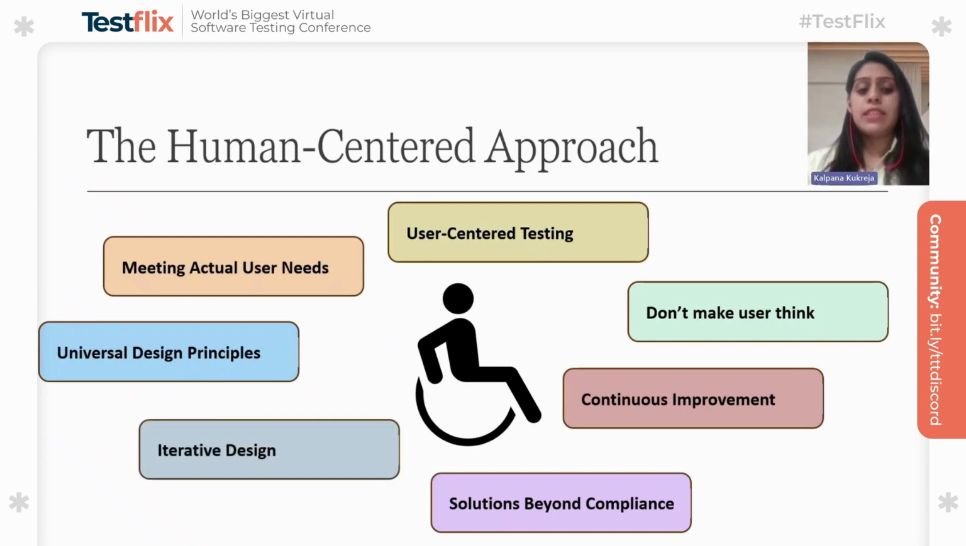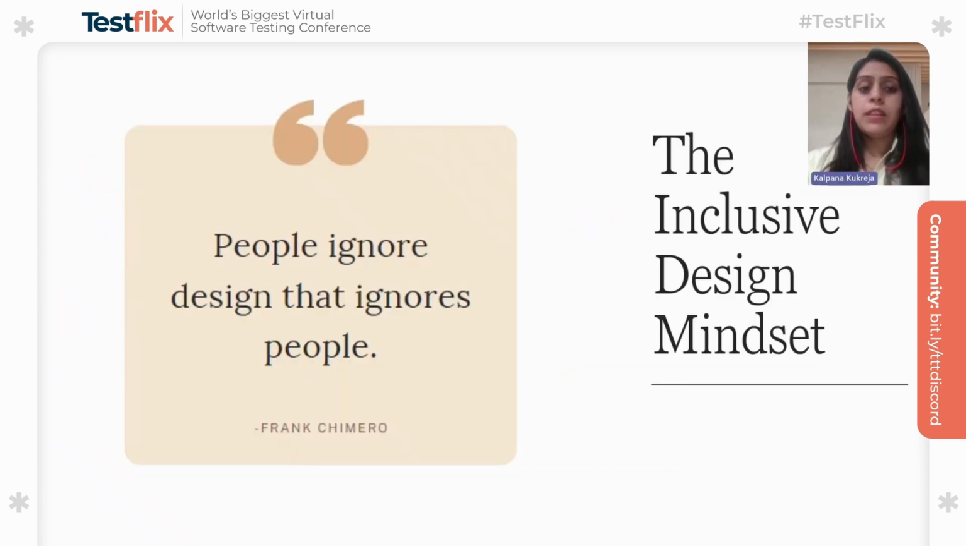Then iterative design. Iterative design is where you have room for continuously updating the design, right? Updating the design continuously in order to make sure that it is serving the user needs. Now, when we are talking about designs, how do you make sure that your design is inclusive and why is it important? So always remember that people ignore the design that ignores people.